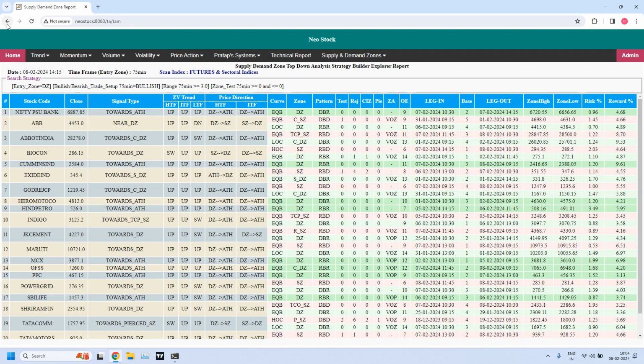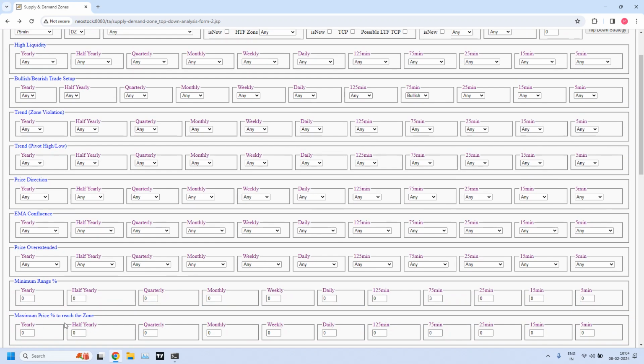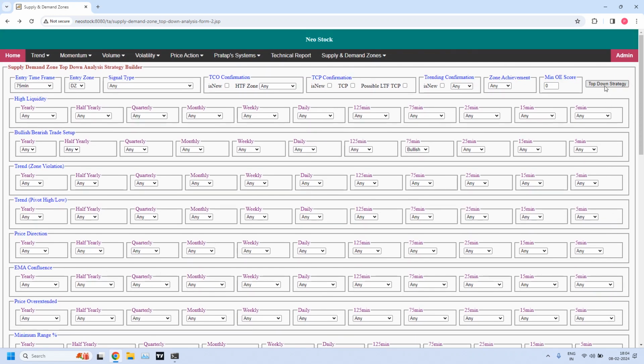Or we will do 3 different filters, near to the zone, near to the demand zone. Within 1% range, 2% range and 3% range, we will see the stocks. I can directly set 3% range and filter the stocks. But for those who want even closer, that is 1%, you may not know which stock is very near to the zone. That's why first I will set the maximum price percent to reach the zone. On 75 minutes, I am setting 1%. That means within 1% to the 75 minute zone, any stocks that are there. That means today's price has closed very close, within 1% to the 75 minute zone.